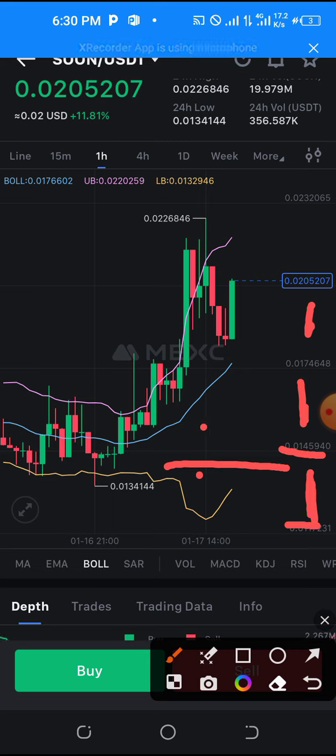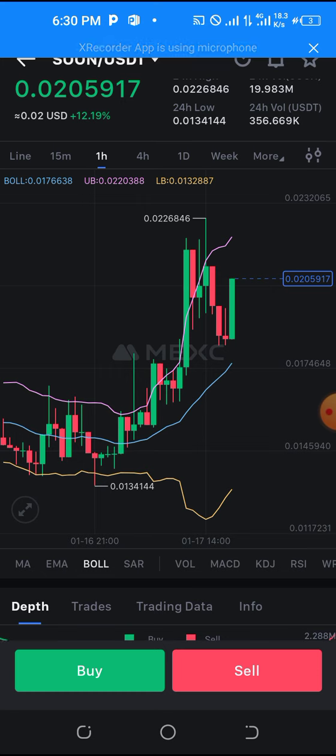You can buy $20 first, then buy another $20 again, because once you buy, it's expected that either the price goes up or comes down. So if the price goes down, you buy more. If the price goes down again, you buy more. In that way, you're going to make more profit. That is how I do it.